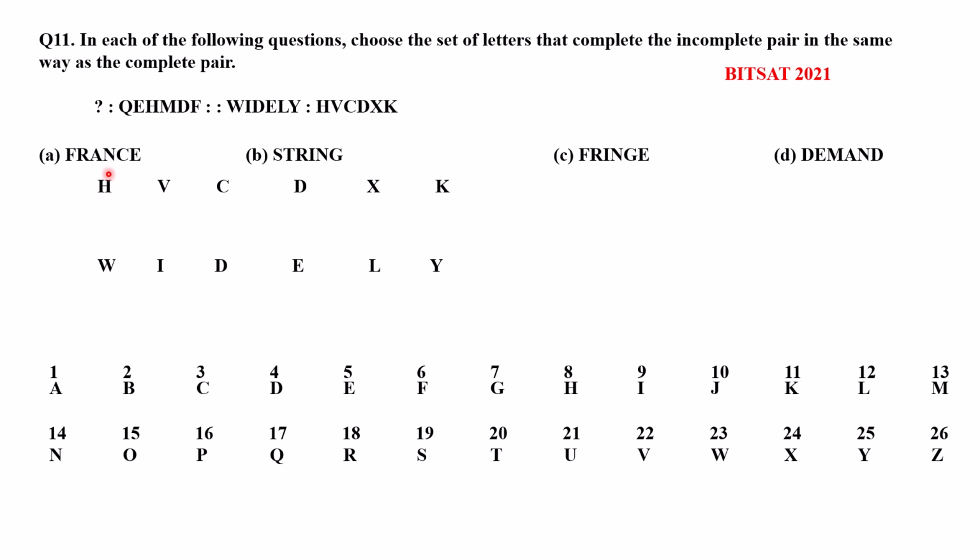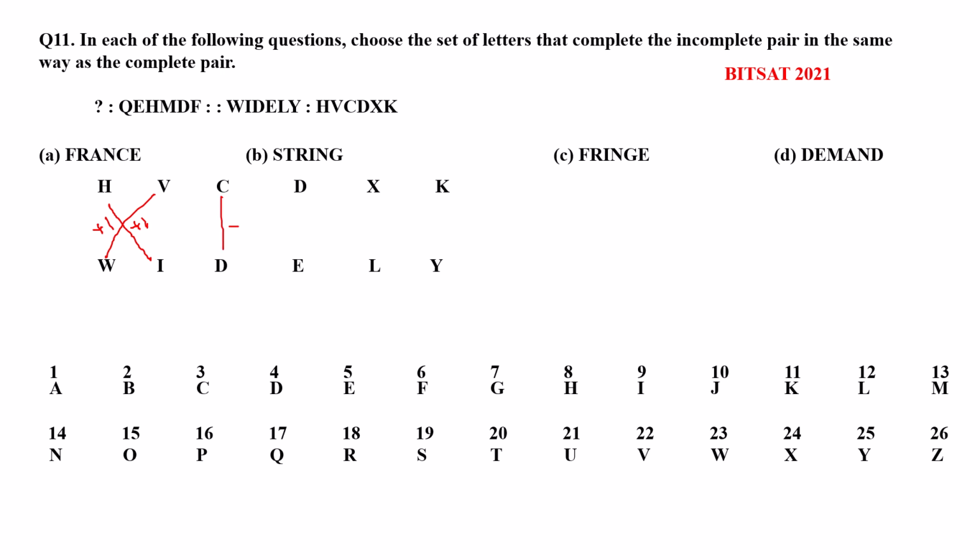So H and W, H is at the 8th place, W is in the 23rd position. It's very far, isn't it? But if you see V and W, H and I, if you see across, both are one step ahead, isn't it? But not straightforward, it's diagonal. So in H, if you add 1, you will reach I. In V, if you move one step forward, you will reach W.